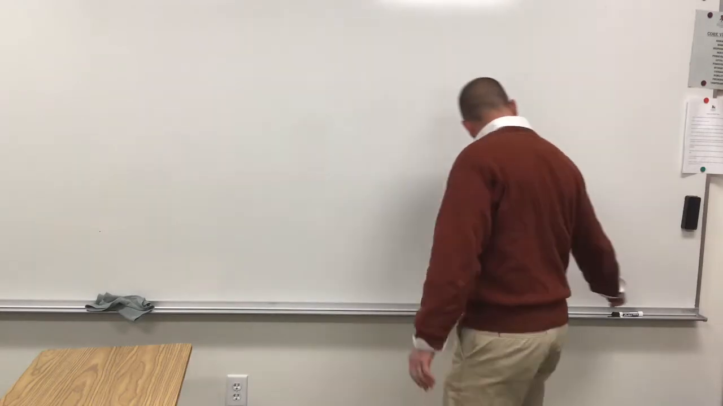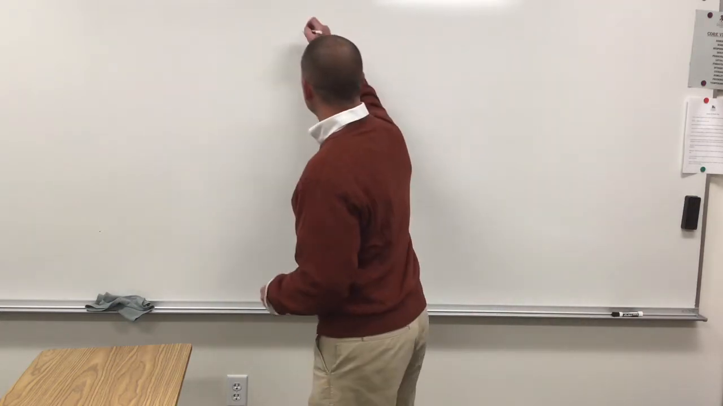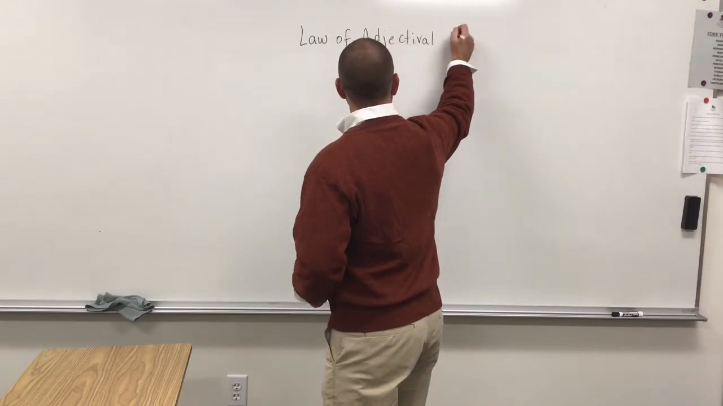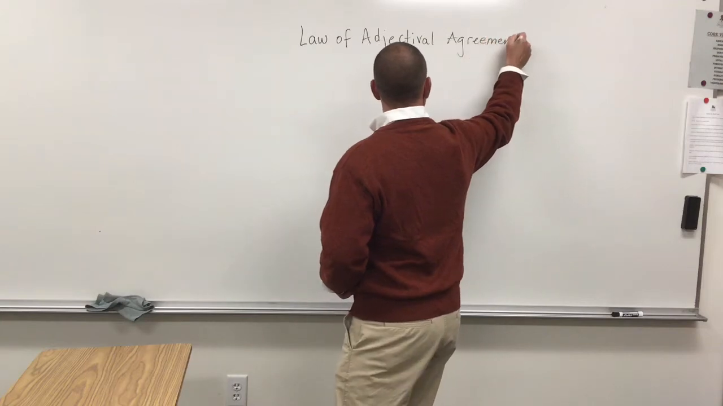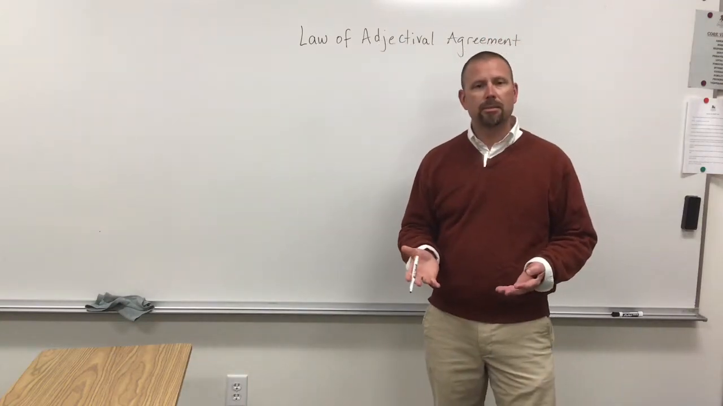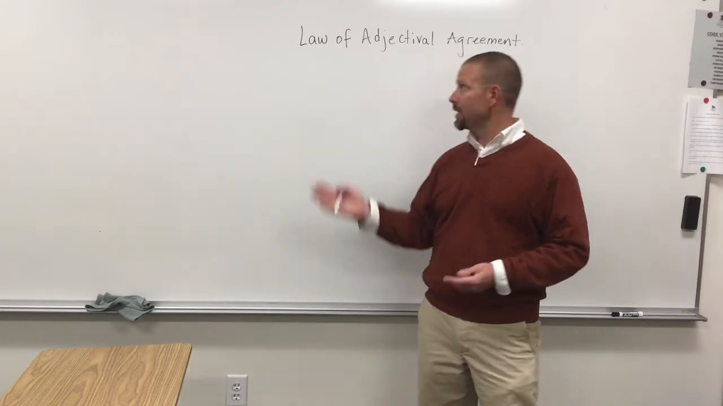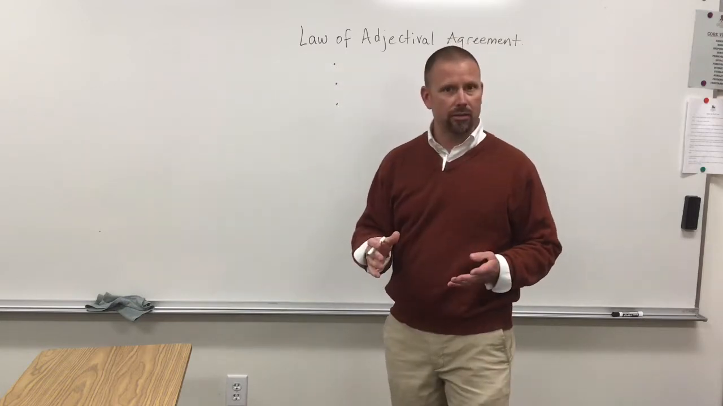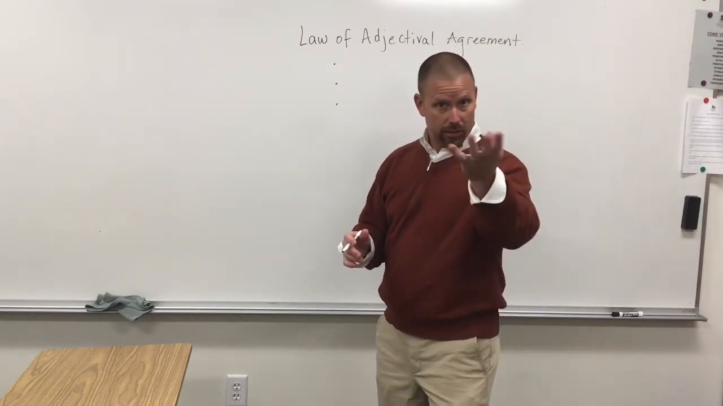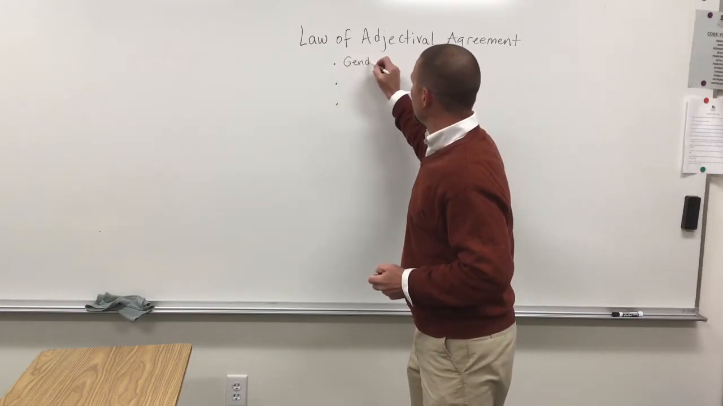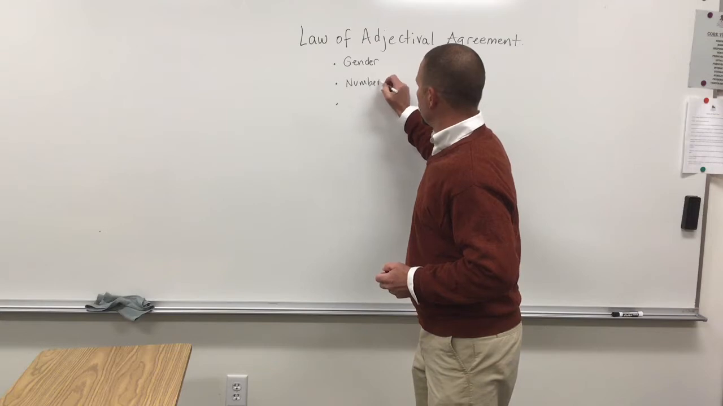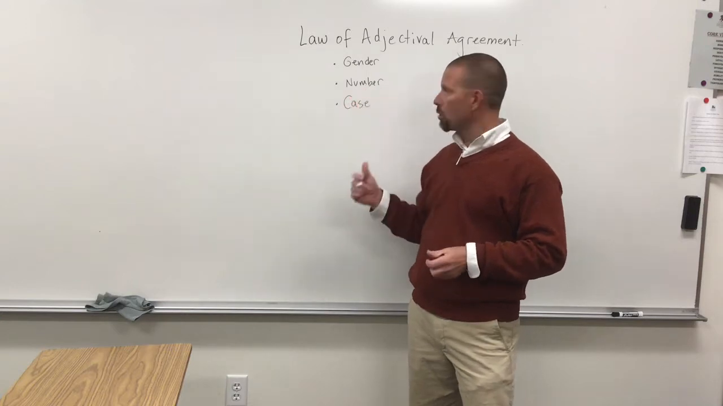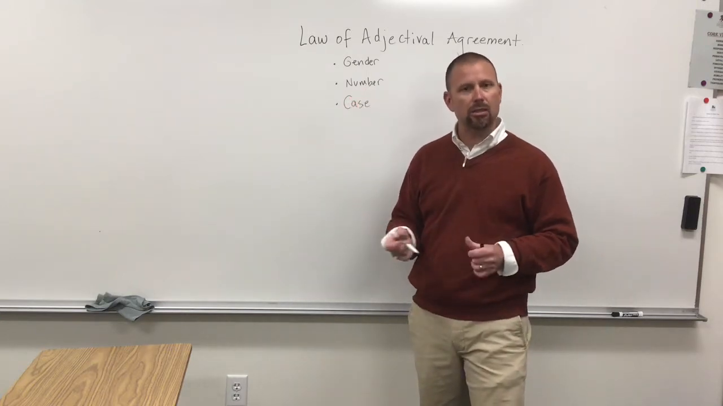Now the first thing I want to explain about adjectives is what we call the law of adjectival agreement. The law of adjectival agreement simply means that an adjective has to agree with the noun it modifies in three aspects, which you are thinking of right now. Pause. Got it? Gender, number, and case. Whatever gender the noun is, if the noun is singular or plural, whatever case the noun might be in, the adjective needs to match up.